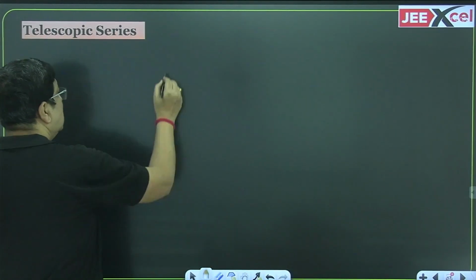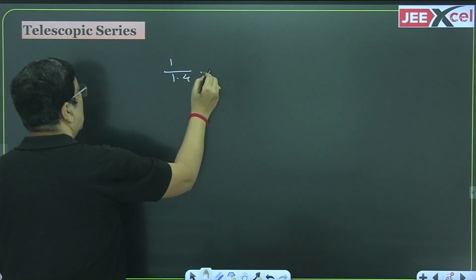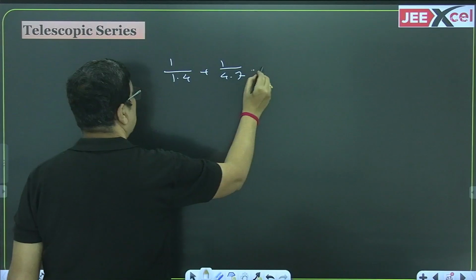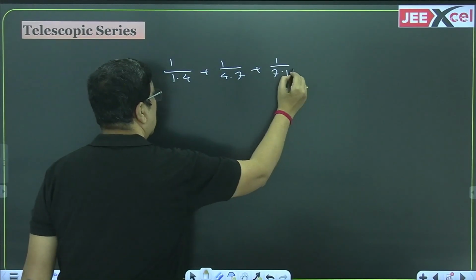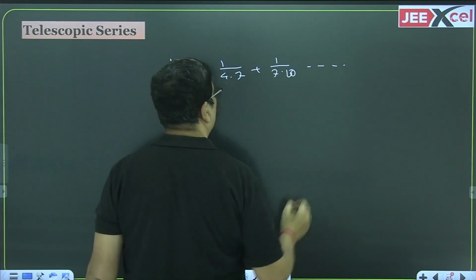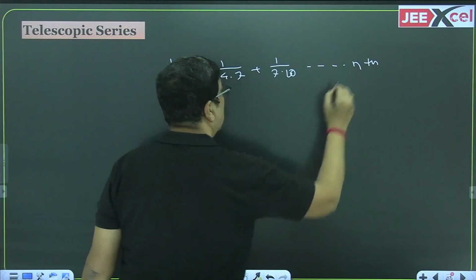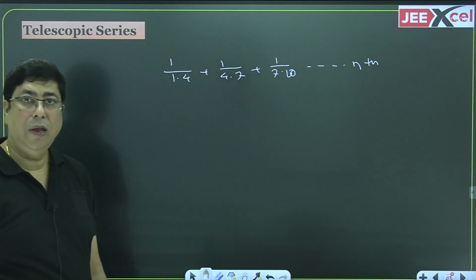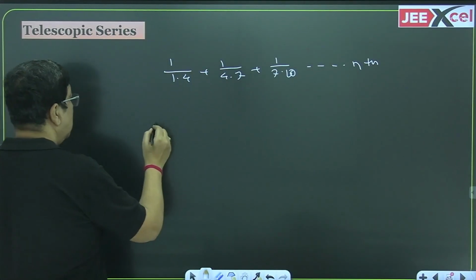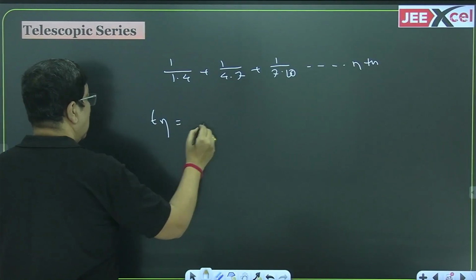So for example, 1 by 1 into 4 plus 1 by 4 into 7 plus 1 by 7 into 10. Okay, suppose we have to find the nth term. What will we do here? So let us get the Tn. I am telling you the general case.